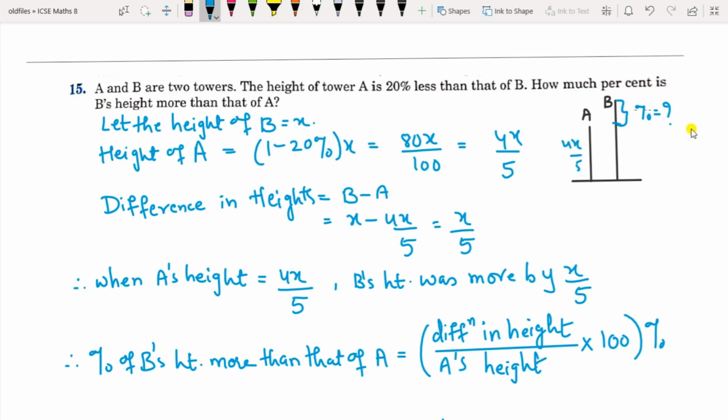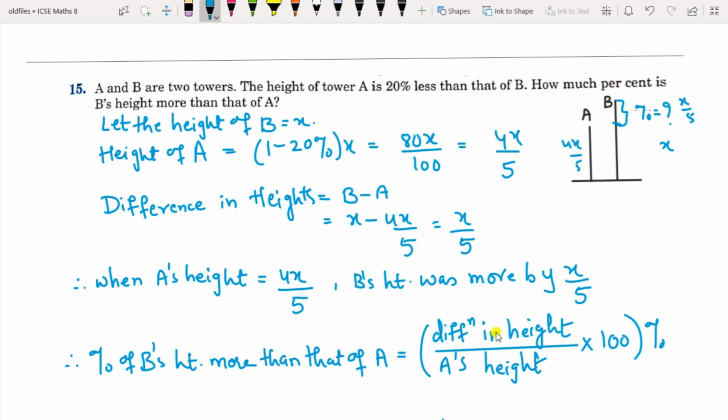And the total height of B is x. So the difference in the heights of B and A is x by 5. x minus 4x by 5 is x by 5. So when A's height is 4x by 5, B's height is x by 5 more. You have to find its percentage now. How much percentage is B's height more than that of A?